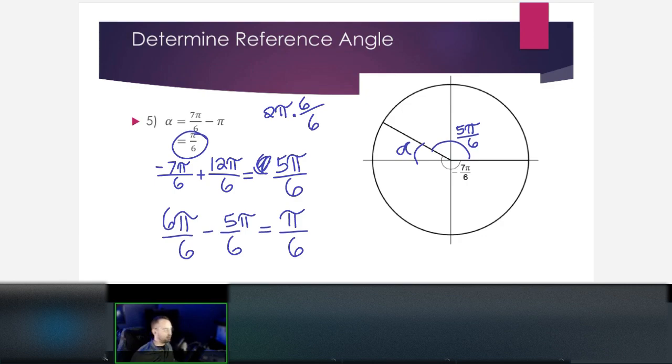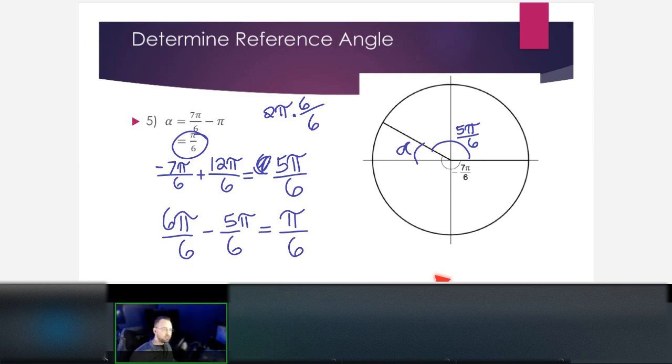I just did 7 pi over 6 minus pi. So visually, that's what made sense to me when I first looked at it. I looked at it as 7 pi over 6 going this way, negative. And then I just subtracted out the degrees of quadrant 3 and quadrant 4, which is pi. This is 7 pi over 6 in the negative direction minus 180 degrees, or pi, and that's how I got positive pi over 6.